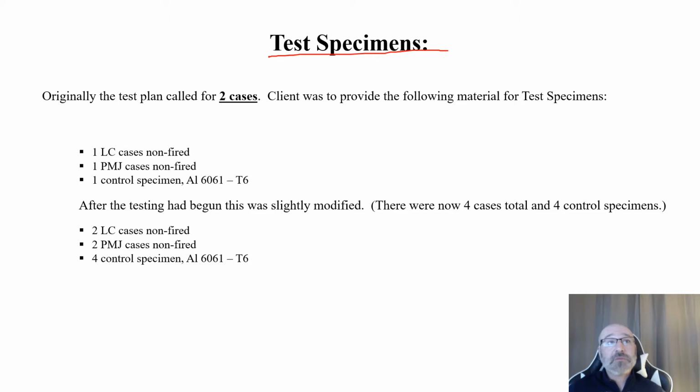So we had a couple test specimens. As we mentioned, we're just going to look at two cases for the preliminary testing here, and these two cases were both non-fired cases, two different types of cases, an LC and a PMJ. Along with that, another thing that we need to note here is we had a control specimen. This is very, very important here.